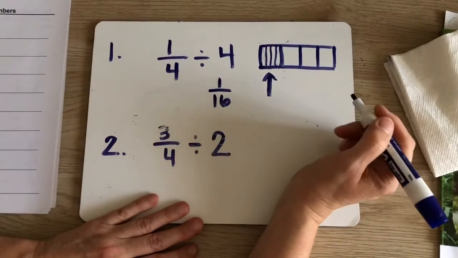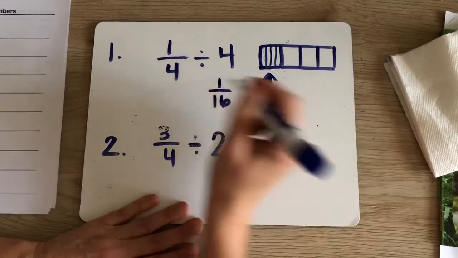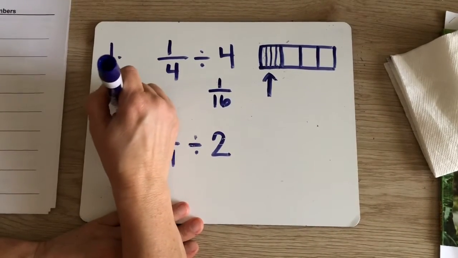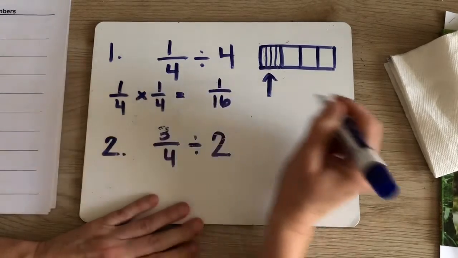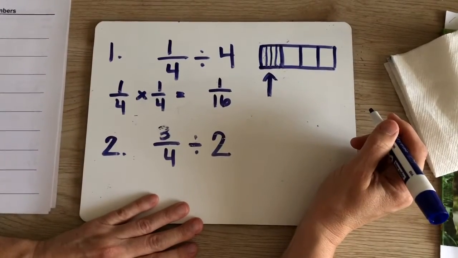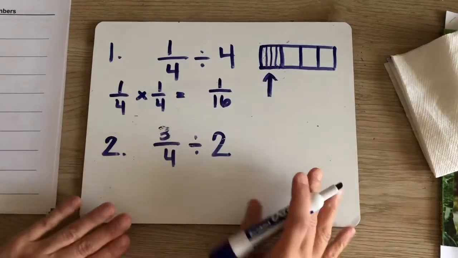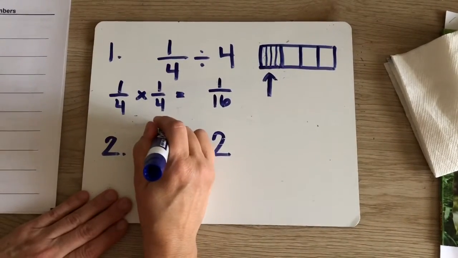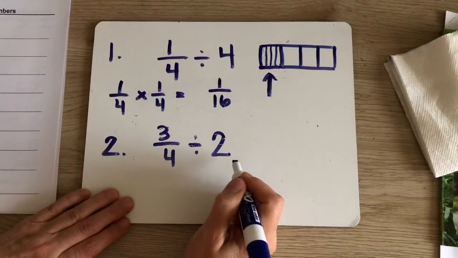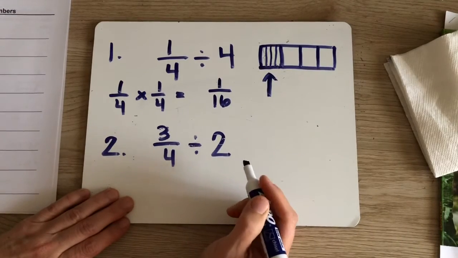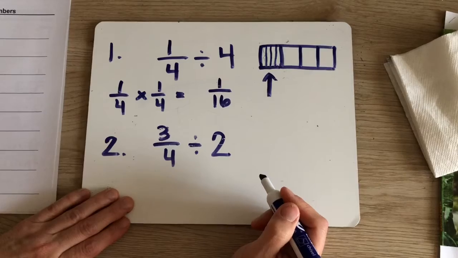So then our related multiplication sentence is going to be 1/4 times 1/4, and that equals 1/16. Now in this other problem, I'm going to show you what is actually happening. So we have 3/4 divided by 2 here. We're going to do this in a different way.